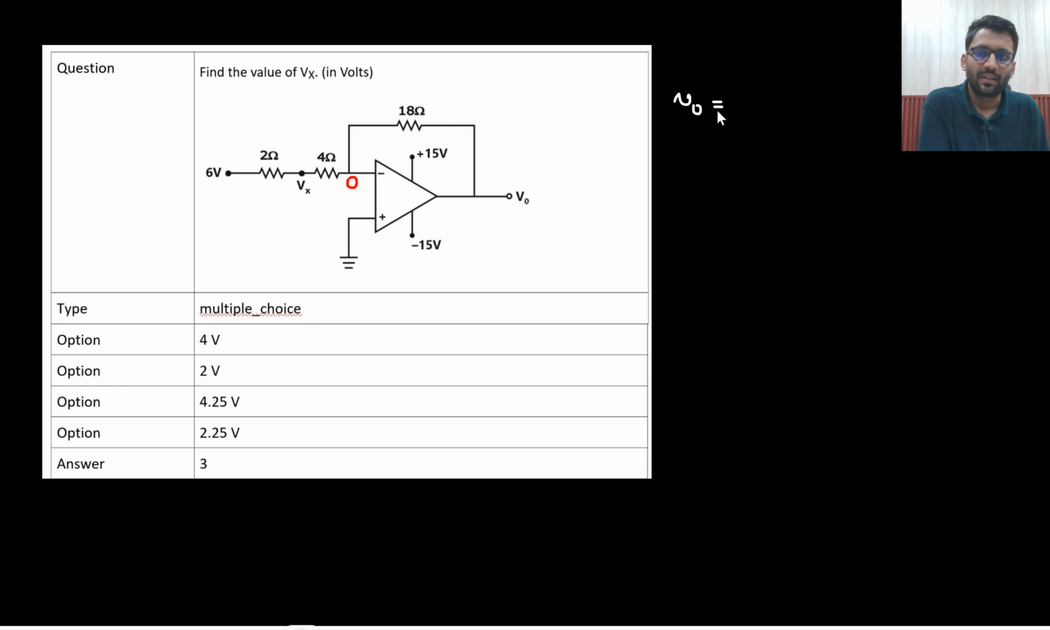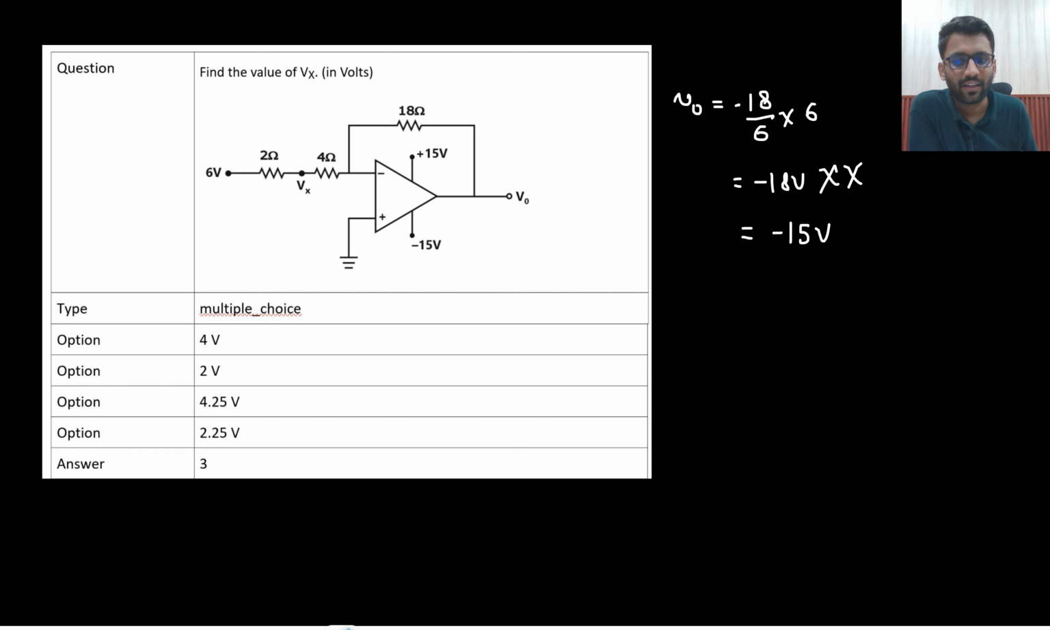V0 is 18 by 6 into 6 with a minus sign. So V0 would be minus 18 volt, which is not possible. So the output is saturated. If the output is saturated at minus 15 volt, that means virtual short is not valid. So this node will not go to 0, but they are not asking this value, they are asking Vx. So what can we do? This is how our circuit will look.